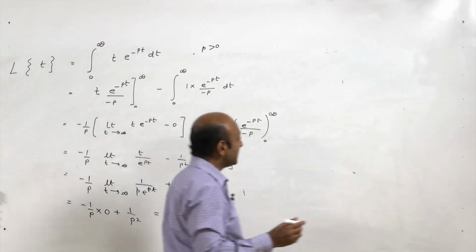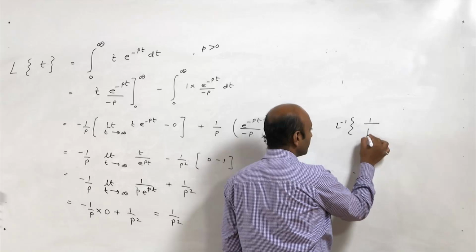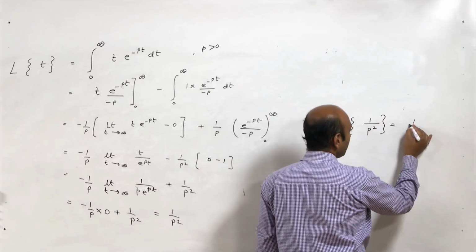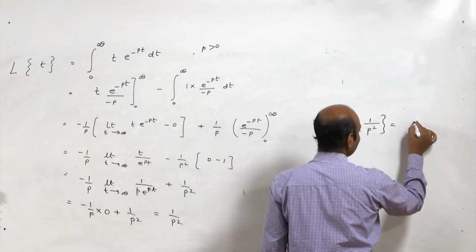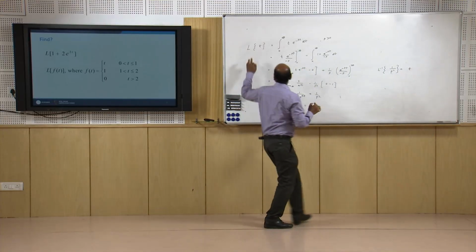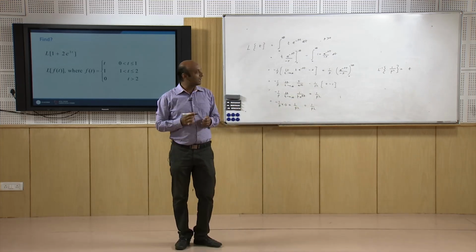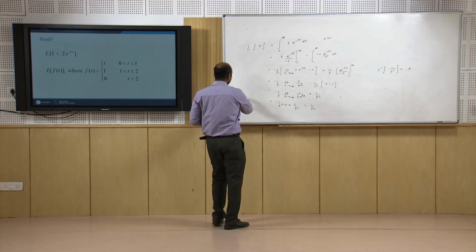So what will be the Laplace inverse of 1 by p square? Laplace inverse of 1 by p square is nothing but t, because Laplace of t is 1 by p square. So Laplace inverse of 1 by p square will be nothing but t.